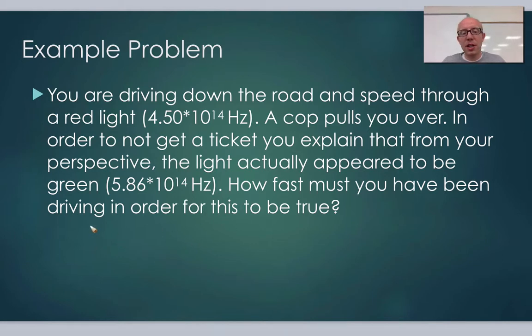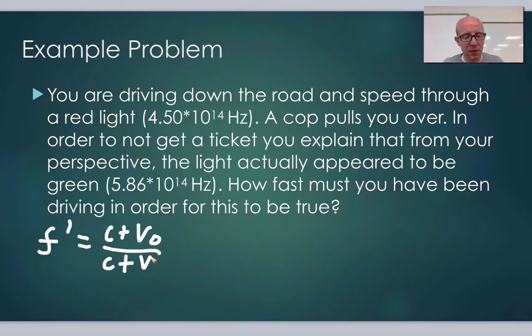Well, first of all, notice here that we actually have the two frequencies, so we have to change the problem a little bit. We start with f prime equals c plus velocity of observer over c plus velocity of source times f. We actually need to solve this for the velocity of the observer. And in this case, there is no velocity of source because the stoplight isn't moving.